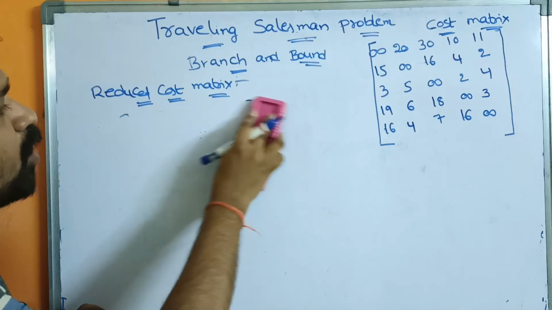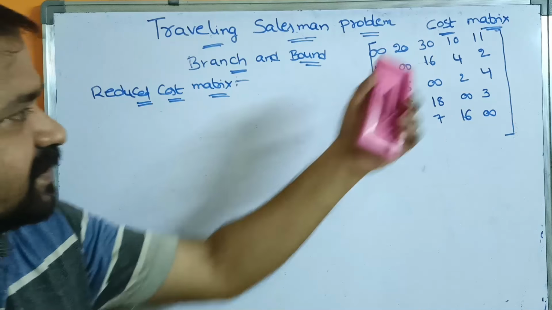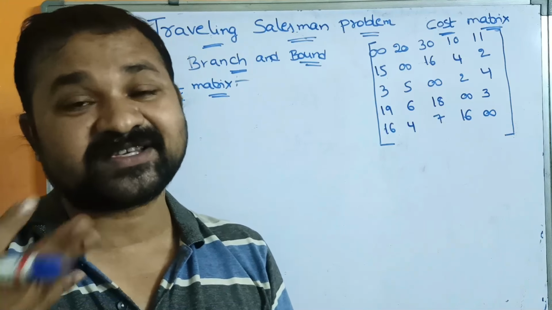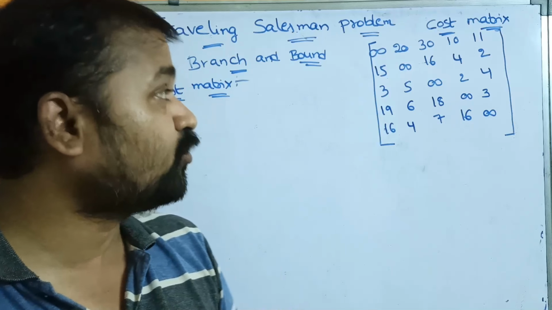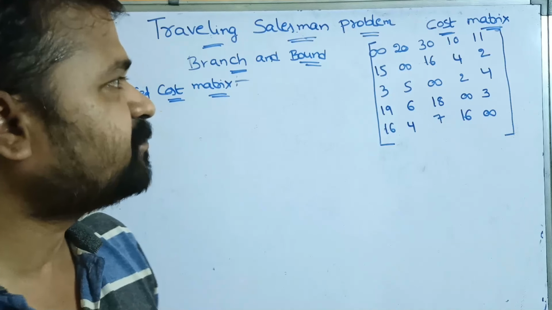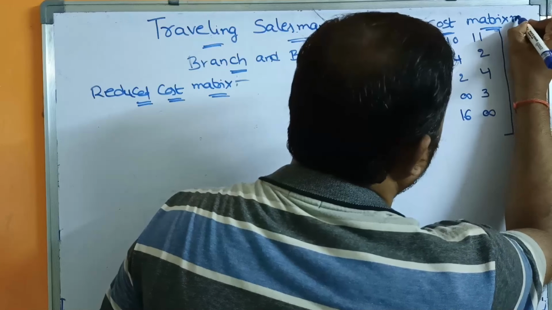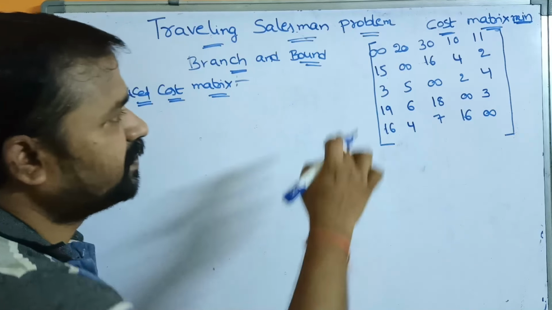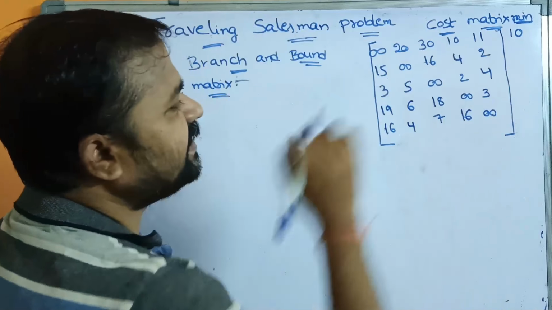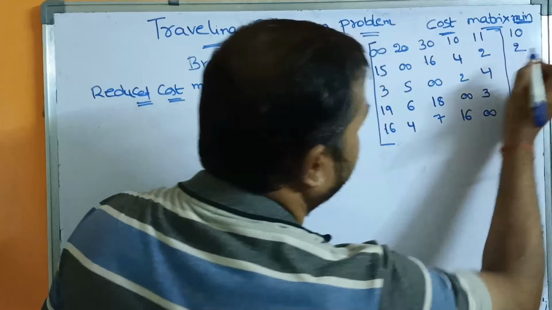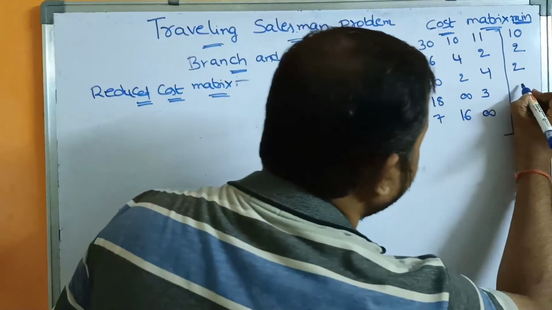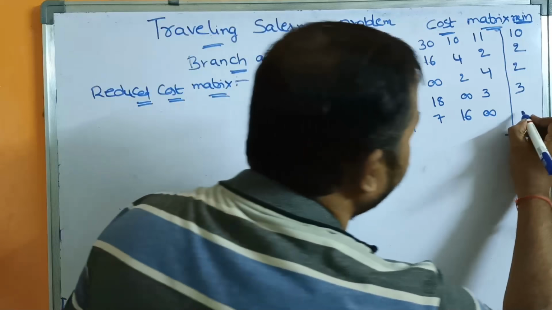First, let us see how to find the reduced cost matrix. So this is the original matrix. In order to find the reduced cost matrix, first we have to find row reduction. Row reduction means at least one entry in each row should be 0. For that purpose, we have to find the minimum value in each row. For the first row, the minimum value is 10. For the second row, the minimum value is 2. In the third row, the minimum value is 2. In the fourth row, the minimum value is 3. In the last row, the minimum value is 4.